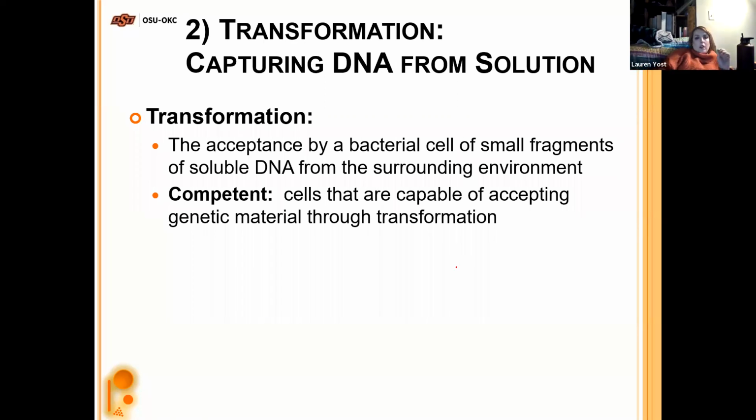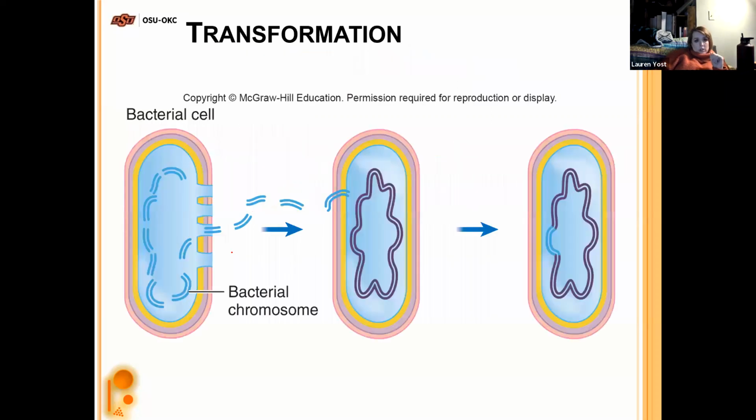All right. The next one, we had conjugation, which was bacterial sex. Now we have transformation. This is literally getting DNA from outside of the cell. So here we have a bacterial cell, and then we have small fragments of soluble DNA just hanging out, and we're going to take it up. Cells that are able to do this and accept that genetic material are called competent for transformation. We do this in science a lot, and you will do this in the lab.